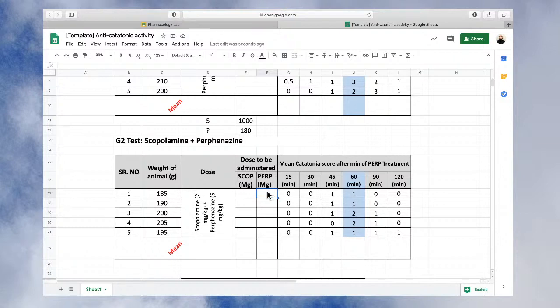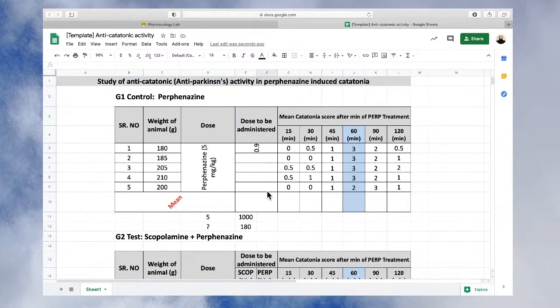Now the second part: if you see the observation table, what does the observation table show? The observation table shows the mean catatonic score after minutes of perphenazine treatment. The first observation was noted after 15 minutes of treatment with perphenazine. The second observation was noted after 30 minutes. Likewise, the third after 45, the fourth after 60 minutes. The sixth observation is noted after 120 minutes after administration of the perphenazine.